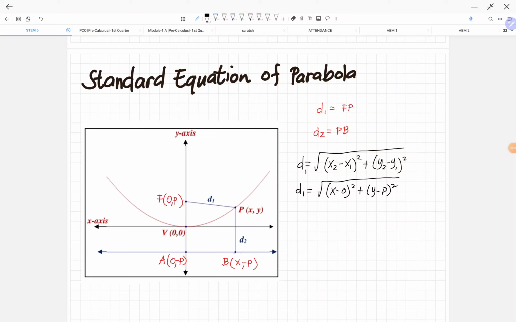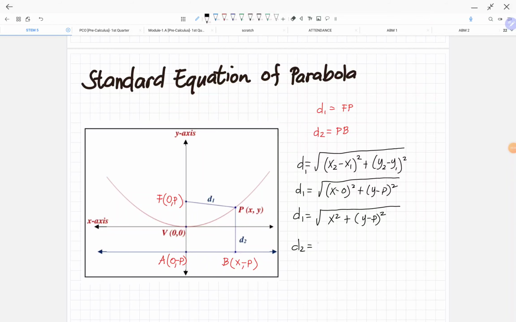Okay? Simplifying this, we have d sub 1 is equal to the square root of x minus 0 is x, squaring it is x squared, plus we have here y minus p, or the quantity of y minus p squared. Now, that is the distance of point F to point P, or that is the length of segment FP. Now let's proceed to the distance, or d sub 2.